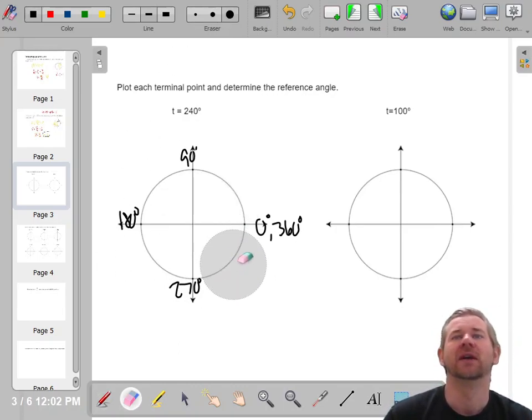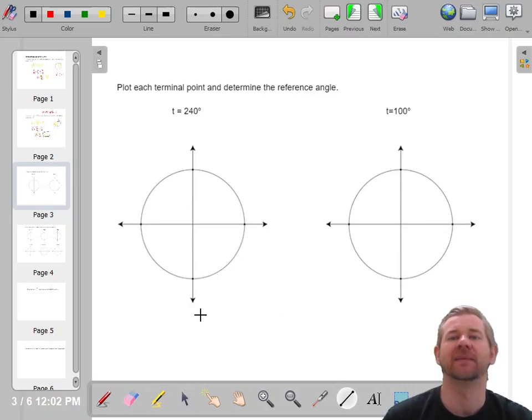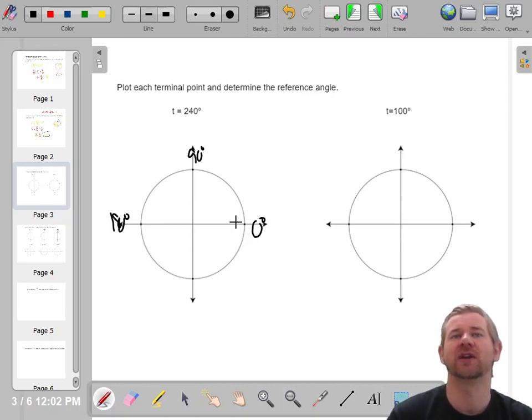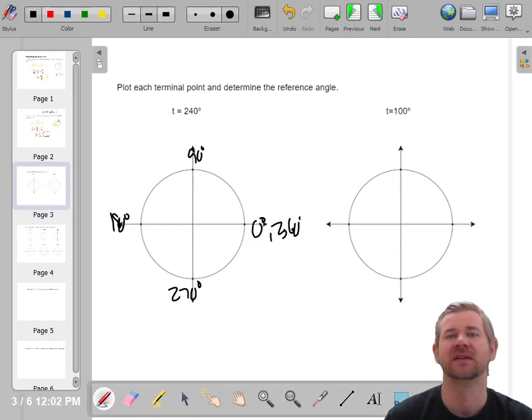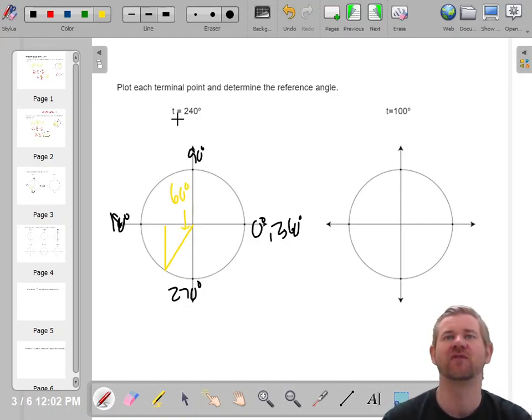But when I talk about reference angles, what we're going to do is say, okay, if this is 0, this is 90, and this is 180, and I'm trying to graph 240, I've got to keep going: 270 and 360. 240 is between 180 and 270. It's down here somewhere. What I want you to be able to do is tell me how many degrees past this 180 we rotated to get to 240. That would be 60 degrees. So the reference angle is 60 degrees. That's the one formed with the x-axis.